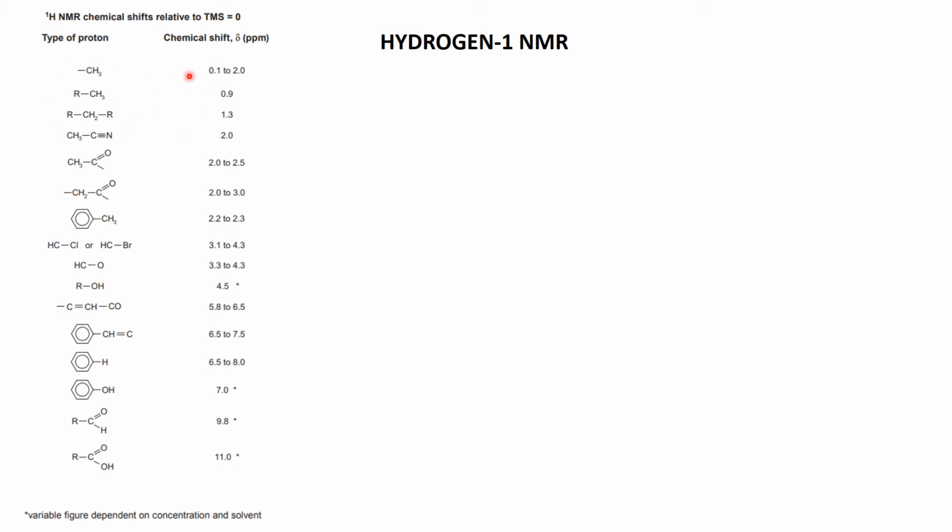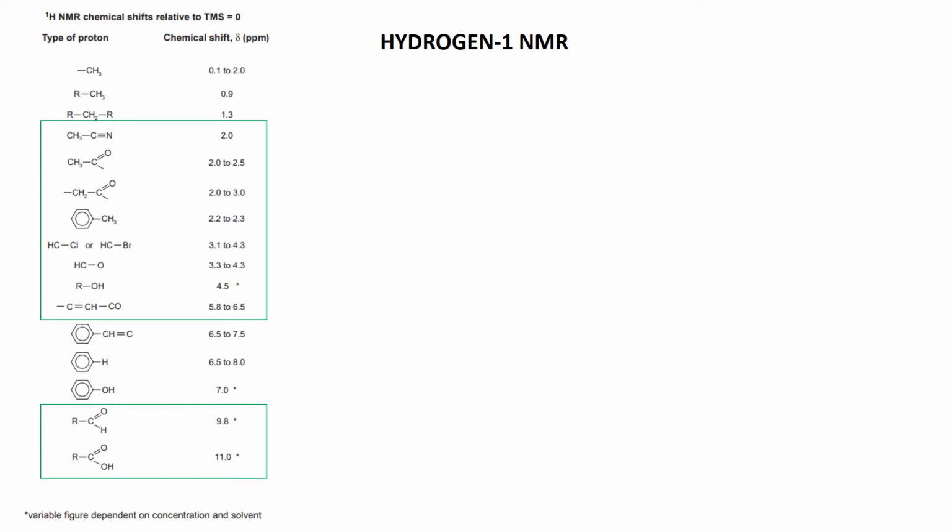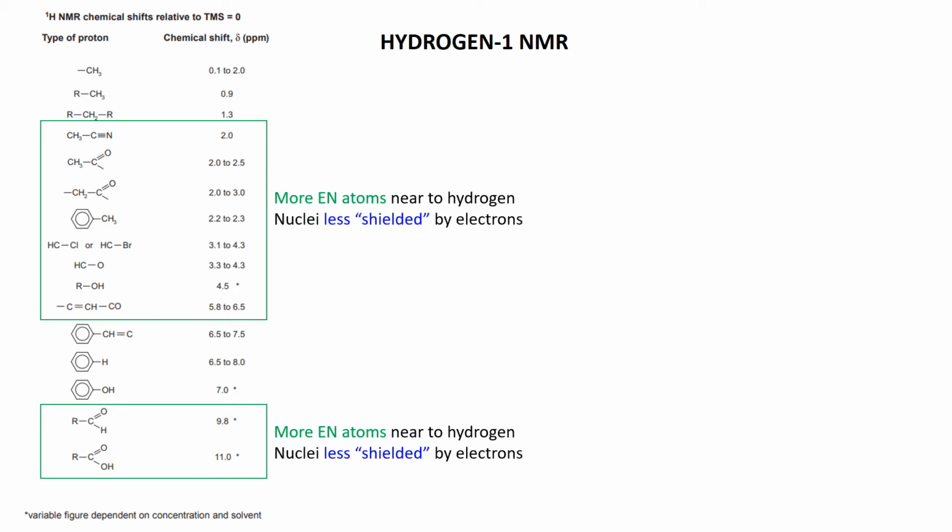If we start off at the top, we've just got regular old hydrocarbon protons, okay? But then as we go down and we start boxing out certain types of them, we see that as you get more electronegative atoms near the hydrogen, so here the hydrogen's got nitrogen, oxygen, oxygen, oxygen, aromatic ring that we'll come to in a minute, halogens, oxygen, oxygen, oxygen, down here oxygen and oxygens. The more electronegative atoms near the hydrogen, well then that hydrogen nucleus is less shielded by those electrons, and so it requires less energy.